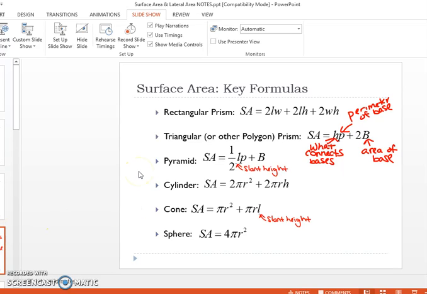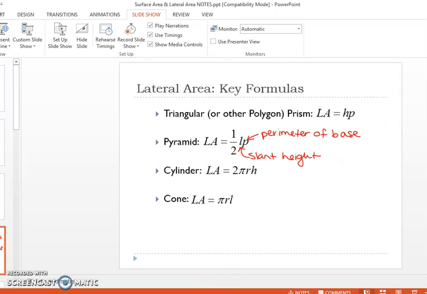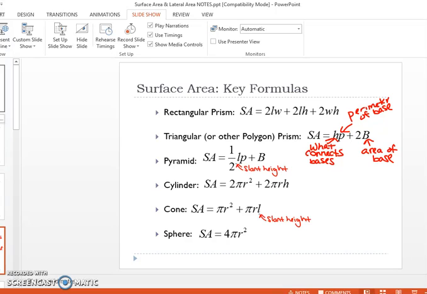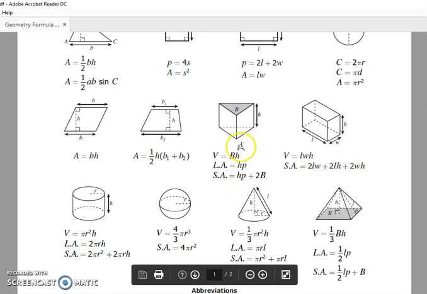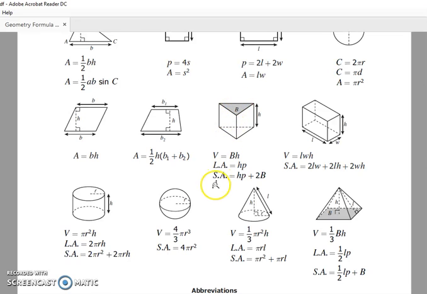Let's look at the rectangular prism. These are all surface area. These are all lateral areas. This is the surface area. So here you have the rectangular prism. Surface area is 2LW, 2LH, 2WH. Right here, this is the rectangular prism. For a triangular prism, surface area is height, which is H, times the perimeter of the base, plus 2 times the base area, because you have two bases. Capital B means base area.